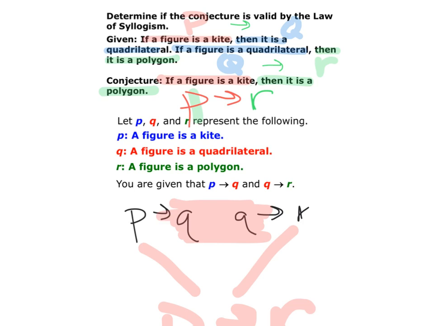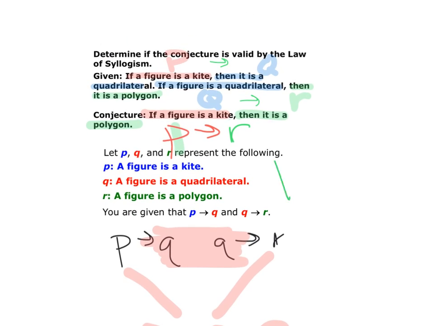So would this be a valid statement? Yes, so this is valid. If the conclusion of one and the hypothesis of the other are the same, then you can imply that P then R is also true. So this is valid.